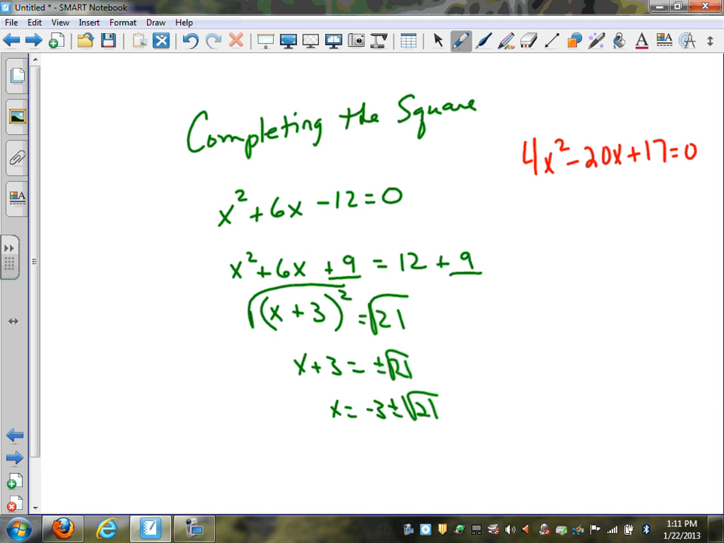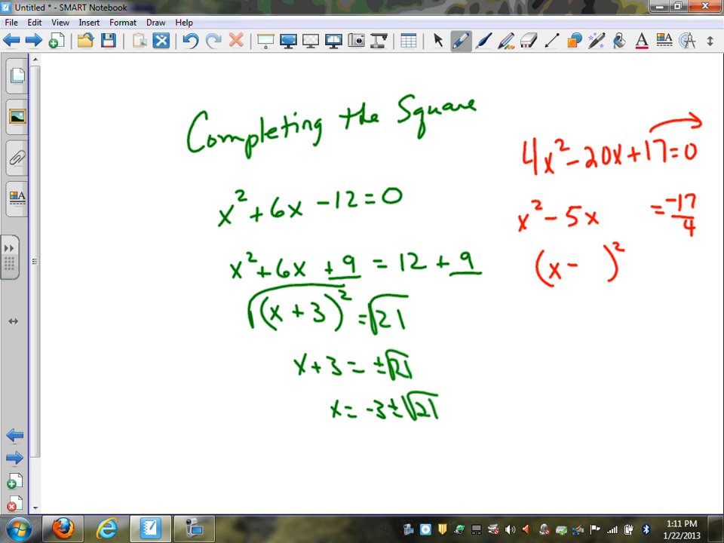Now, when you complete a square, it has to be a 1x squared before you can complete it. So you're going to have to do two things. You're going to have to take your 17 to the other side, and you're going to divide everything by 4. So what's that going to give us? x squared minus 5x. You take your 17 to the other side, and we're going to divide that by 4 also. Okay? Now let's get a perfect square here.